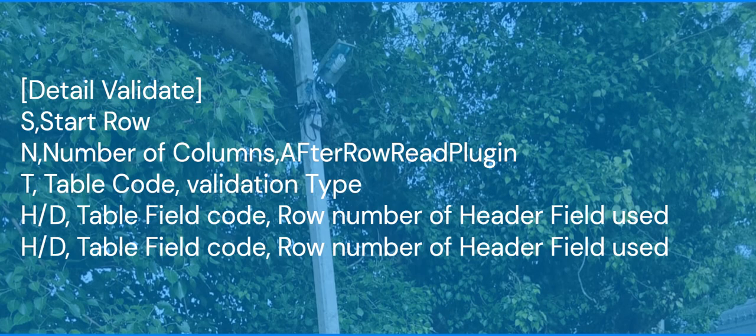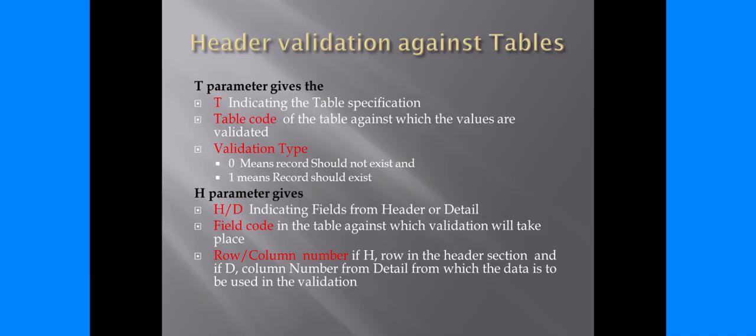End of the data rows will vary depending on the volume of data and will be indicated by end in the column A. This will be followed by detail validate. This specification will be similar to header validate. It will have T parameter followed by D and H parameters. T parameter gives the table code and validation status. 0 should not exist and 1 means should exist.